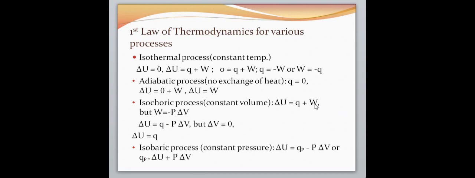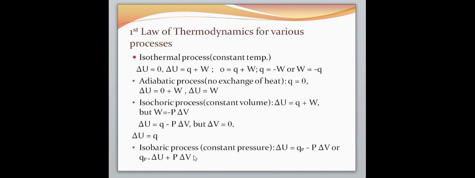If I put it in this equation here, delta U is equal to Q plus W, I'll get delta U is equal to Q minus P delta V. But since delta V is 0, this entire term becomes 0. Therefore, during an isochoric process, the change in internal energy is equal to the heat. Therefore, we say delta U is equal to Q.